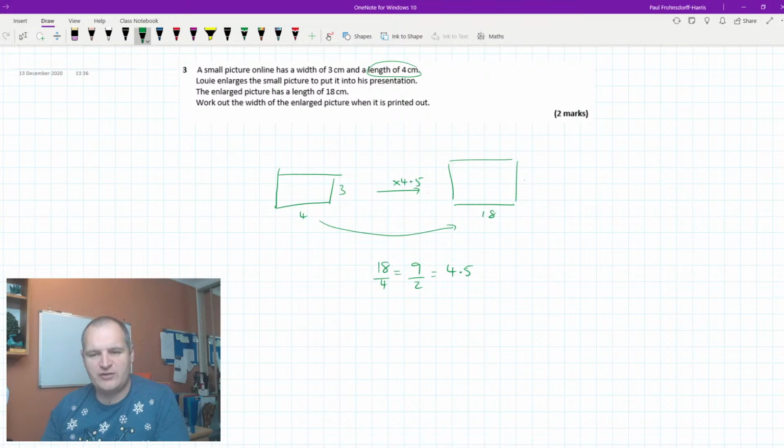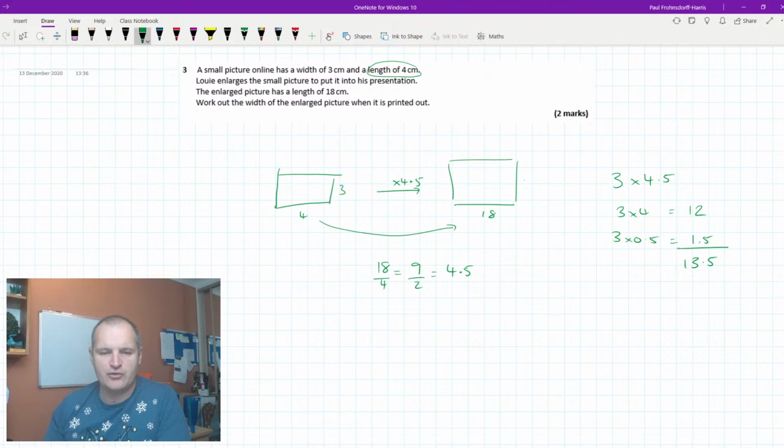The fastest way to do 3 times 4.5 is to do 3 times 4 and 3 times 0.5. That gives me 1.5, that gives me 12, so I'm going to say in total that's 13.5. So we've got the missing side of 13.5 centimetres. Don't forget your units, it can cost you marks.